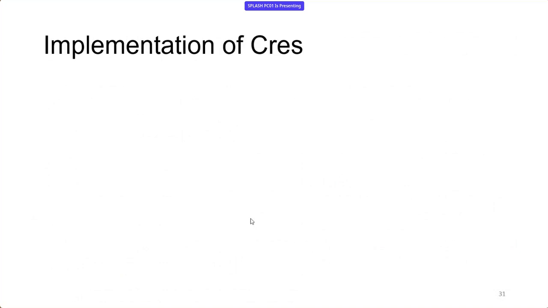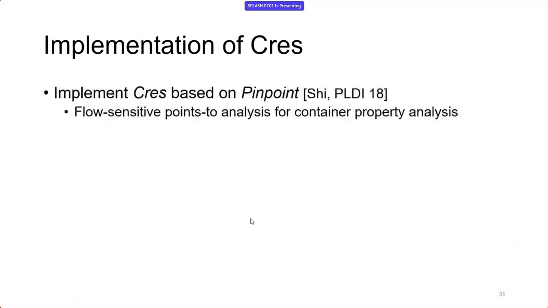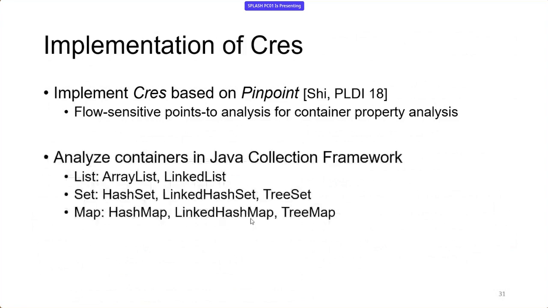So we finally implement our algorithm as a tool named Cres. It is built upon Pinpoint, a static analysis framework at Ant Group. Particularly, we use flow-sensitive points-to facts for the container property analysis so that we can collect all the queried container properties. Currently, our implementation supports analyzing the containers in JCF, but as long as you provide the specification for containers in other third-party libraries, we can also analyze and optimize them.